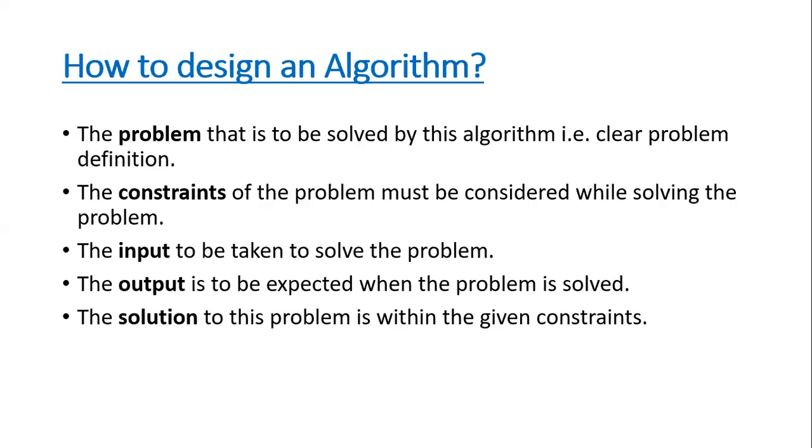So next we'll see how to design an algorithm. First, we have to take up the problem to be solved by using the algorithm. So we have to clearly understand the problem. After that, we have to check the constraints of the problem. For that, we have to take an input based on the constraints. Everything will work out and will produce the output. So finally, we get a solution. This is how we design an algorithm.